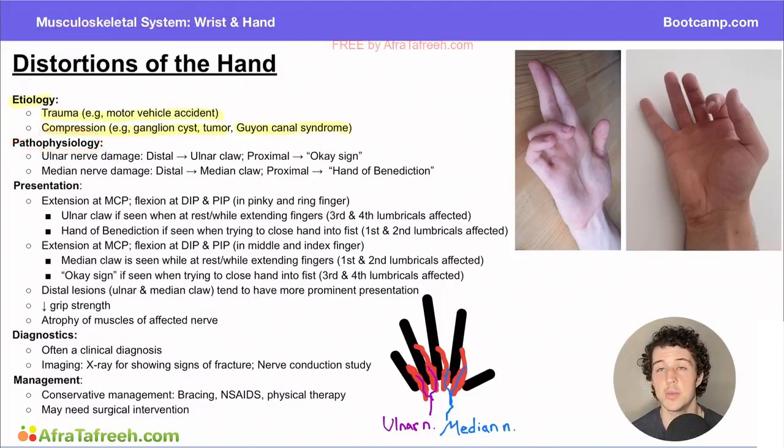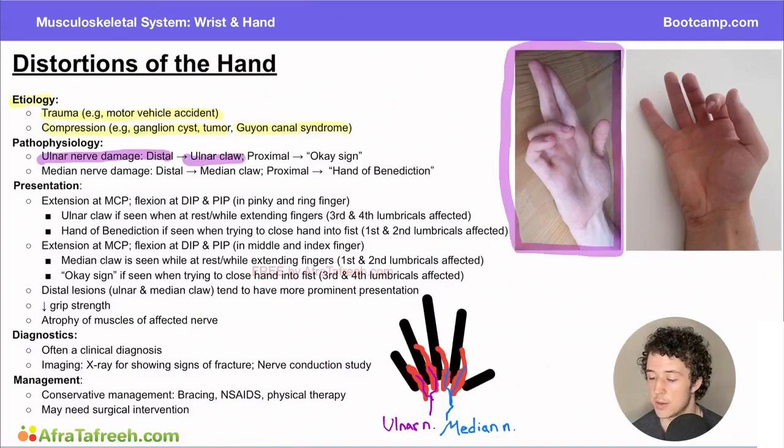Now this is where it can seem confusing, but if you follow along, I promise it will make sense. So if we have ulnar nerve damage that is distal, that is farther down the arm, we're going to have a more intense presentation. We're going to see that patient have ulnar claw, which is what we see in this picture right here. This is what the patient's hand will look like at rest. We can see that those 3rd and 4th lumbricals are causing the awkward bending of these fingers.